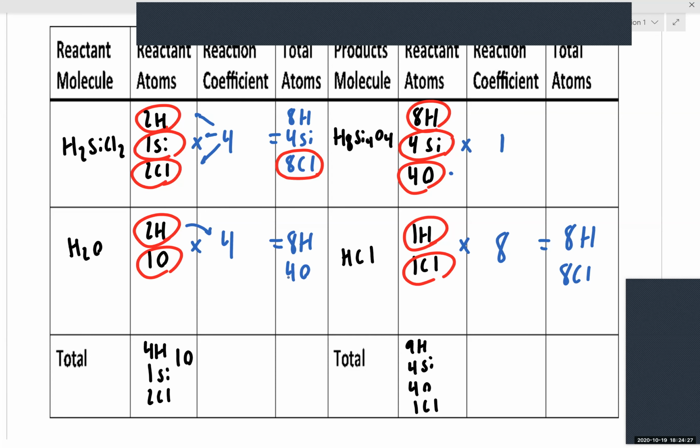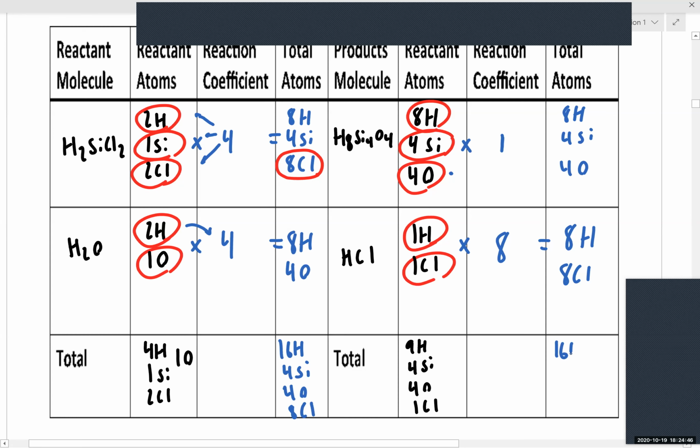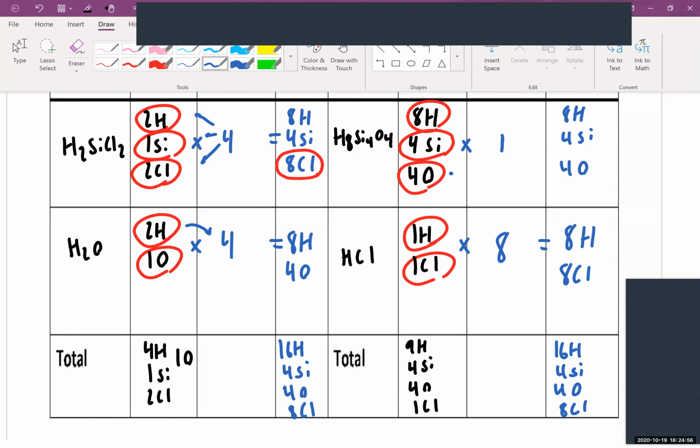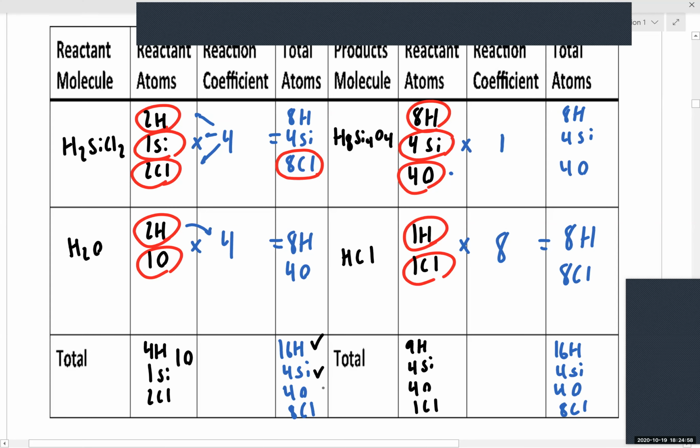Okay, so now what I'm gonna do is write out my total atom count after using each of my adjusted coefficients. So I have 16 hydrogens, four silicons, four oxygens and eight chlorines. And on the right-hand side, I have 16 hydrogens, four silicons, four oxygens and eight chlorines. So as I can see, each of my atoms of each element are balanced.